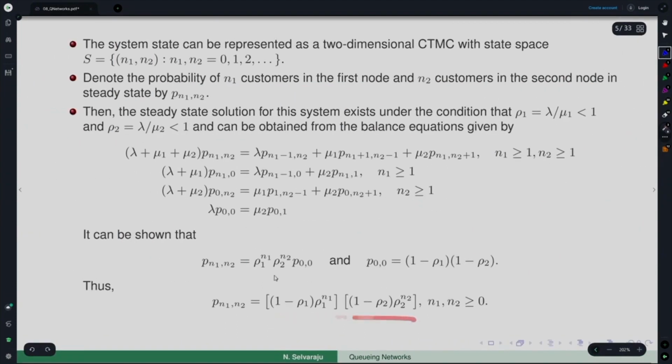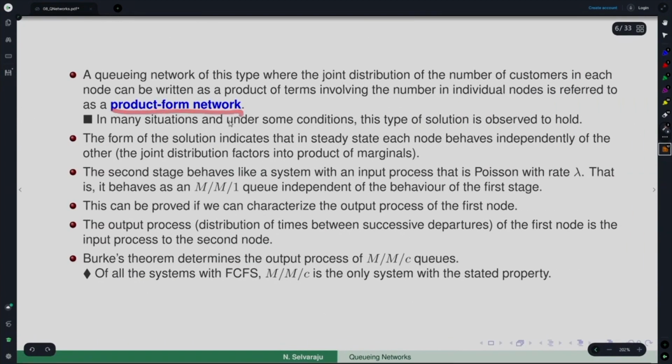What we mean is not this expression, but this expression. Some constant times this is the joint distribution of n1 and n2. So it is some function of n1 and some function of n2 multiplied by some constant, which is the form that you have here. Any network where you get this kind of situation, you will see the analysis becomes much simpler. That is what is called a product form network.